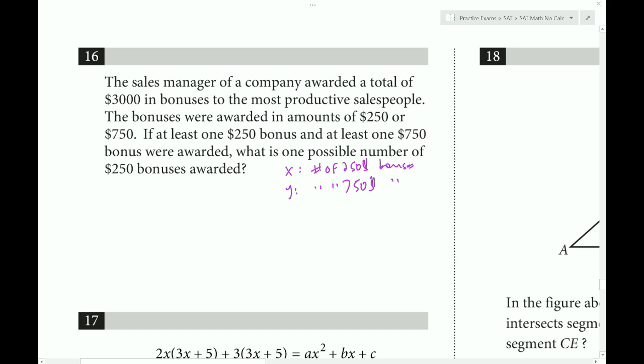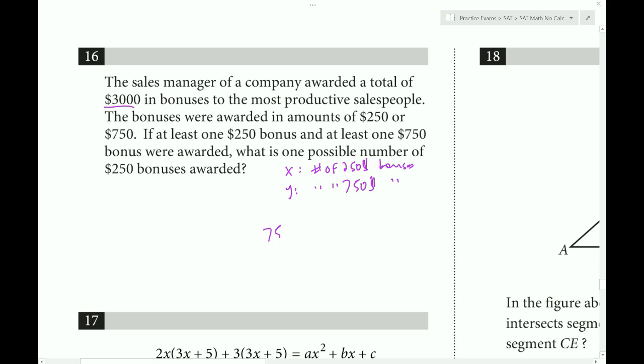If at least one $250 bonus and at least one $750 bonus were awarded, what is one possible number of $250 bonuses awarded? The fact that it's asking for one possible number indicates that there may be more than one right answer. So let's keep that in mind here.